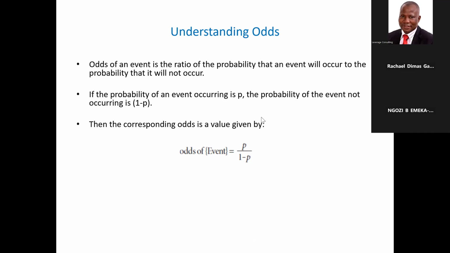The odds of an event is the ratio of the probability that an event will occur to the probability that it will not occur. That is, P over 1 minus P. P is the probability that it will occur, and 1 minus P is the probability that it will not occur. So P over 1 minus P is the probability that it will occur over the probability that it does not occur. That is odds.